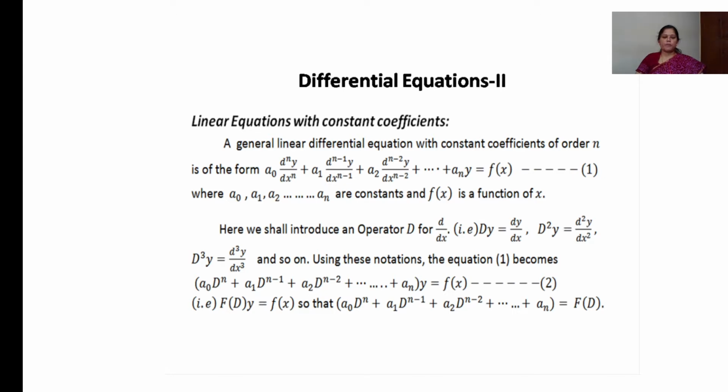Here we shall introduce an operator capital D for d by dx, then Dy is equal to dy by dx, D square y is equal to d square y by dx square, and so on. Using this notation, equation 1 becomes f of D into y is equal to f of x form.